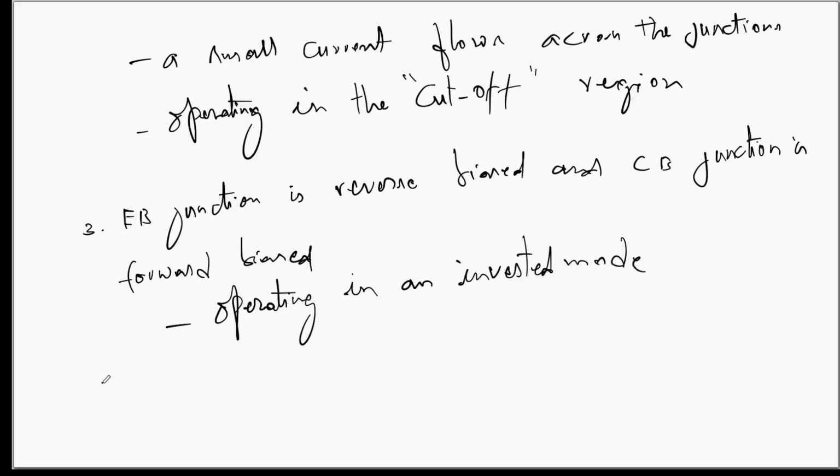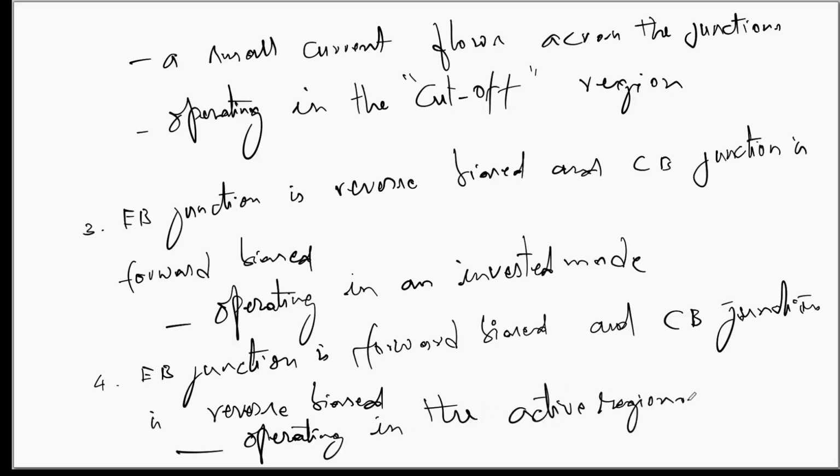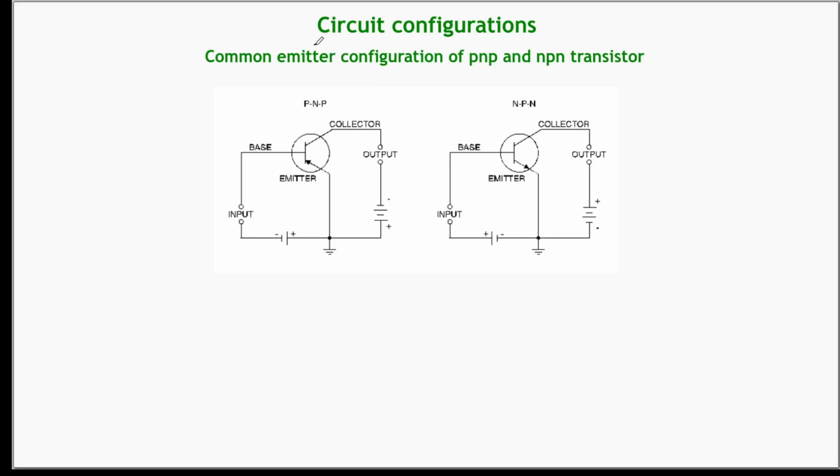The last possibility is emitter-base junction is forward biased and the collector-base junction is reverse biased. Under such conditions, the transistor is said to be operating in the active region or normal mode. Now we shall look at the circuit configurations of the transistors.